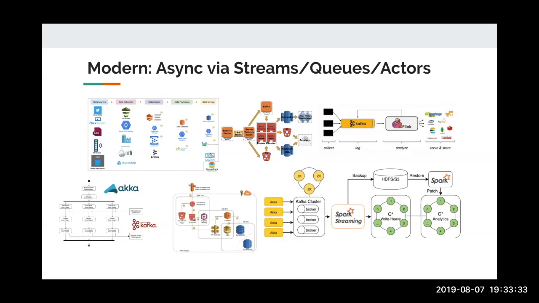It scales linearly. If you have more data, you add more brokers. And they're resilient. All three of them are resilient. They're meant for high availability. That's why people use Cassandra, Spark, and Kafka.